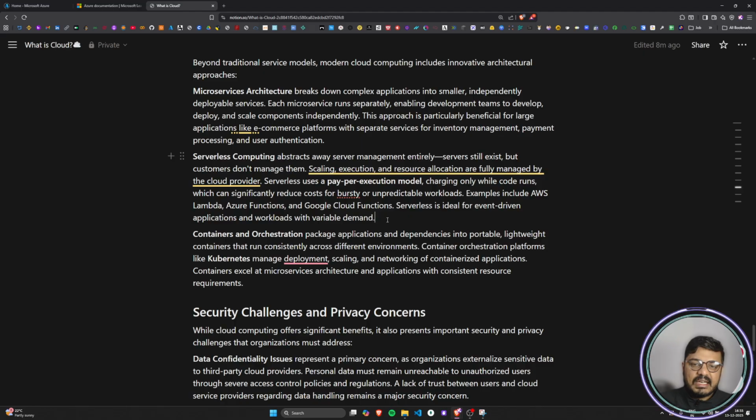Okay, so serverless computing means that each and everything, right from scaling to execution and resource allocation, will be managed by the cloud provider themselves. We will only have to manage the code that runs on the serverless computation system. And this is very useful when there is something event driven.